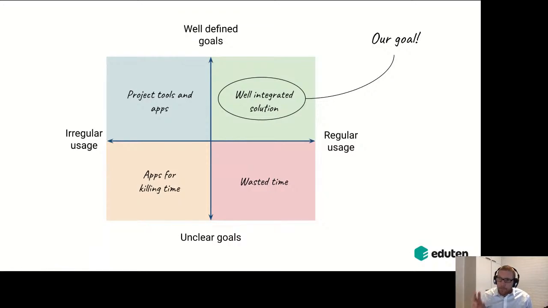And finally, we are coming to the part that we are trying to do with Eduten Playground. That's our goal. What we want to achieve is to have a tool that you can use on a regular basis, and you have well-defined goals for your students that are easy to follow and easy to make sure are fulfilled. And this is actually a category that reminds me of using exercise books. We use them on a regular basis. Almost every lesson, you probably use an exercise book.